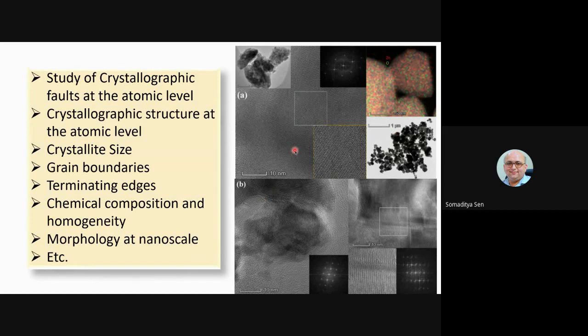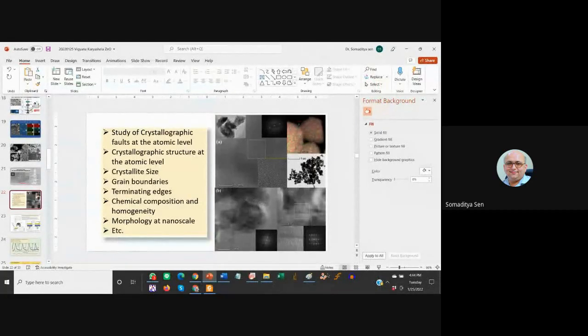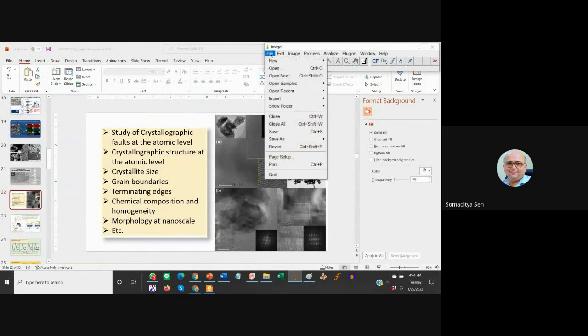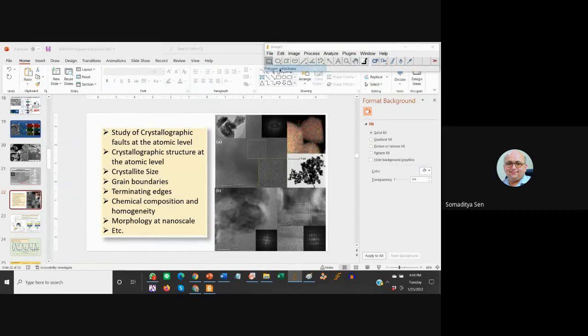Now, there are high resolution atomic distributions in the material. If you take this thing, sorry, let me check whether I have the image right now. So this is ImageJ. You can upload, open.